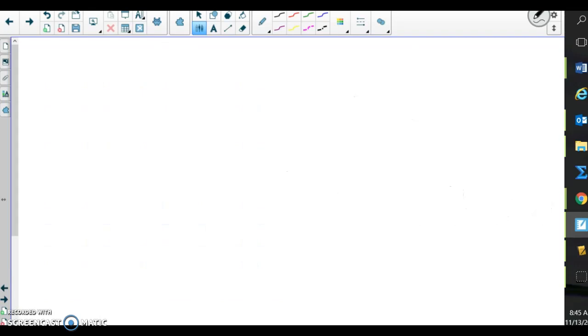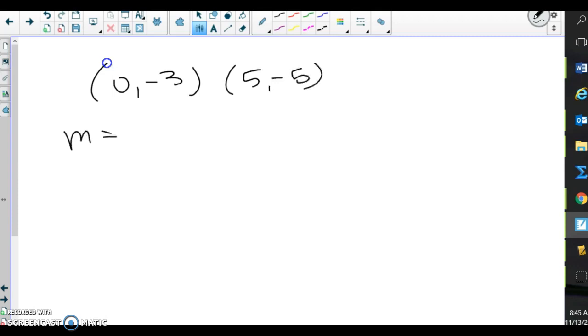Check it out. Problem number 3 says find the slope of the line that contains the points (0, -3) and (5, -5). We're going to use that formula again. Slope is equal to y2 minus y1 over x2 minus x1. Let's label those. This could be x1, therefore this is y1, x2, y2. That's what I was indicating when I said they needed to match. So let's just plug those values in.